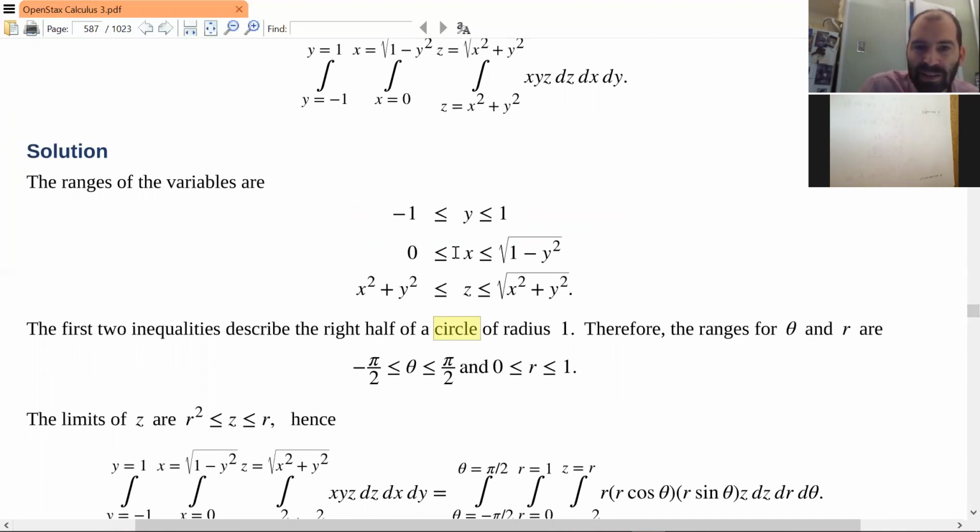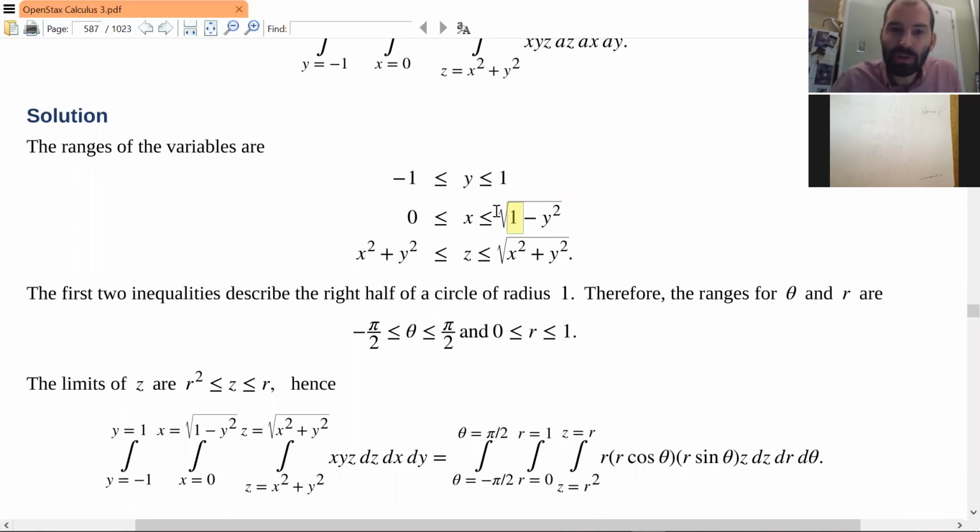Now, the fact that x goes from 0 up to there says that it's not just the perimeter of the circle, it's actually the interior of the circle, but it's only the right half of the circle because x is always greater than or equal to 0. So we're only getting the right half of a circle. That's what we can tell from this. Radius 1 because this is a 1 here.